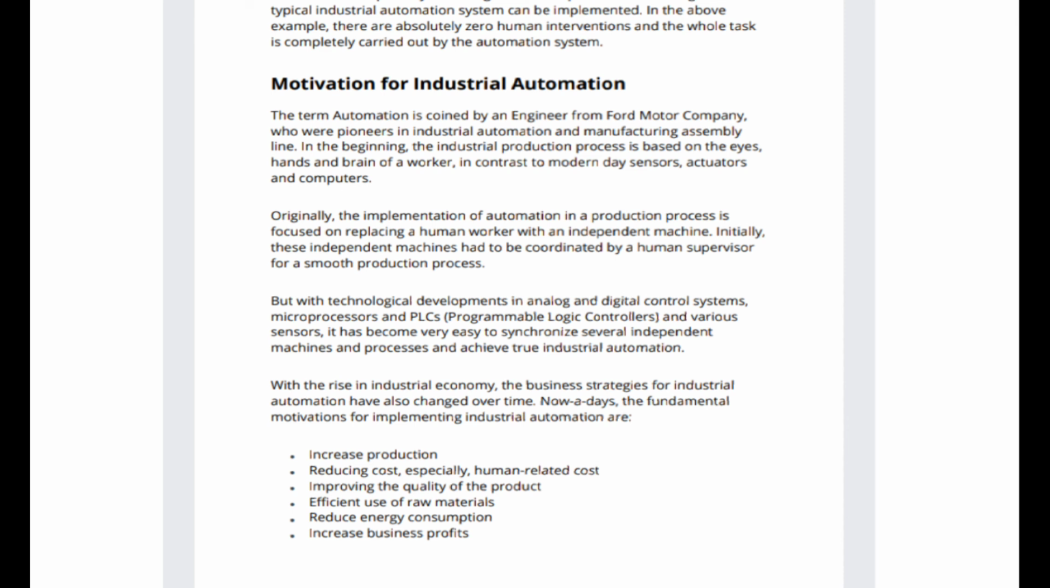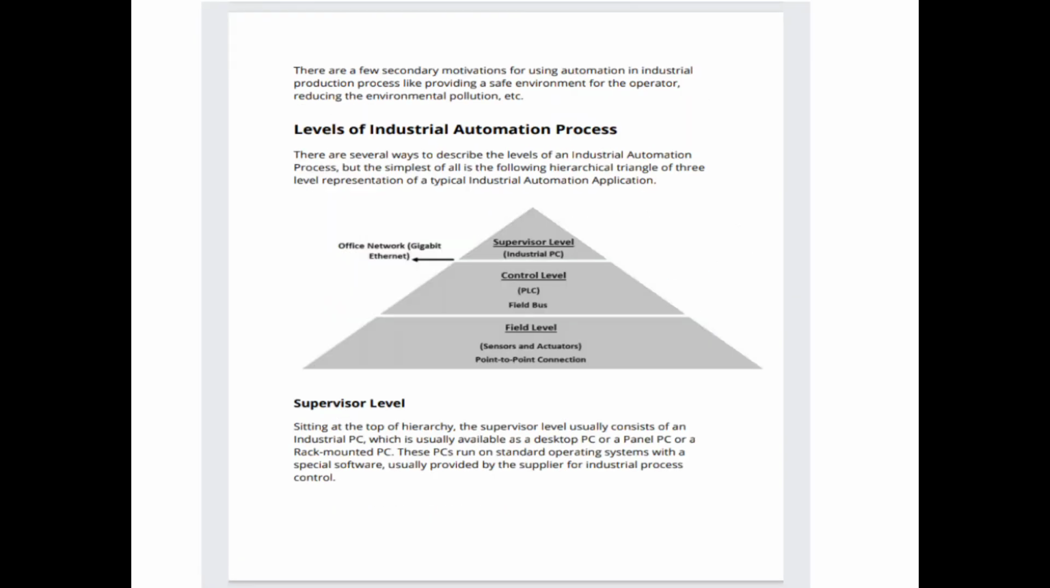With the rising industrial economy, the business strategies for industrial automation have also changed over time. Nowadays, the fundamental motivations for implementing industrial automation are reducing cost, especially human related cost, improving the quality of the product, efficient use of raw materials, reducing energy consumption, and increasing business profits. These are the levels of the industrial automation process. So it is very interesting.